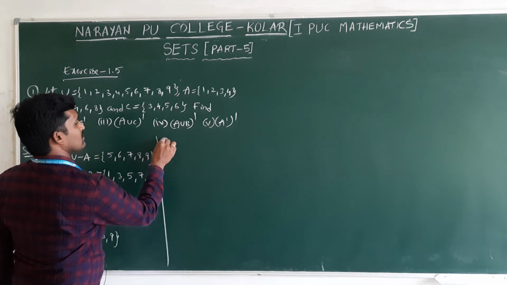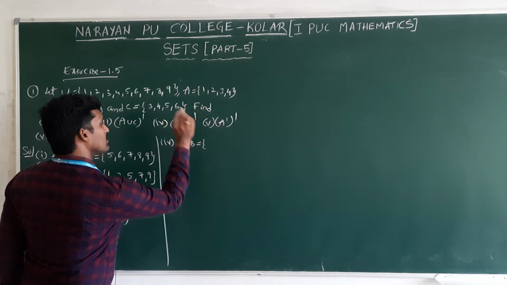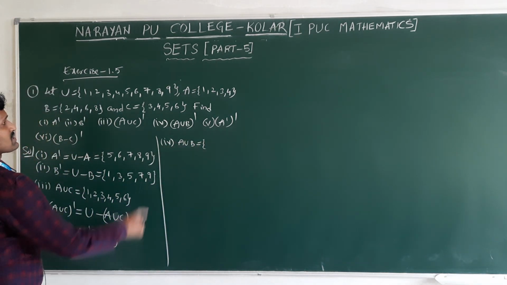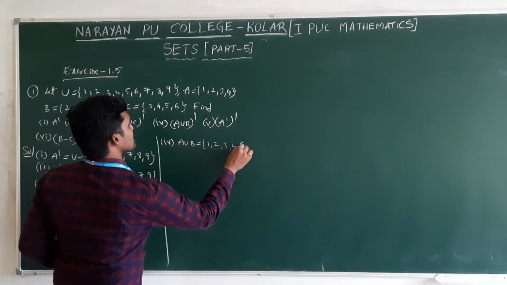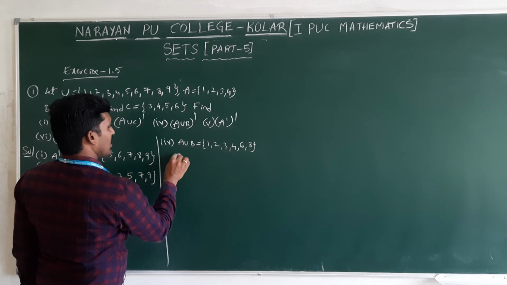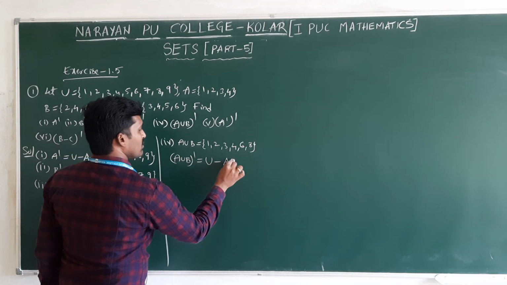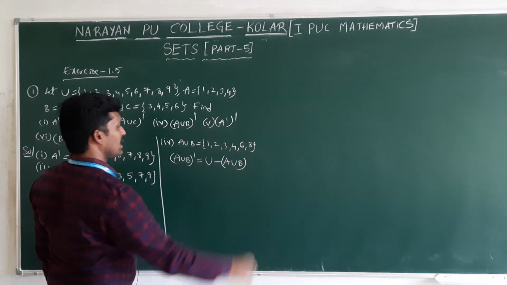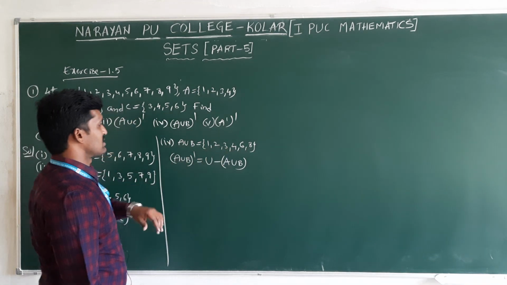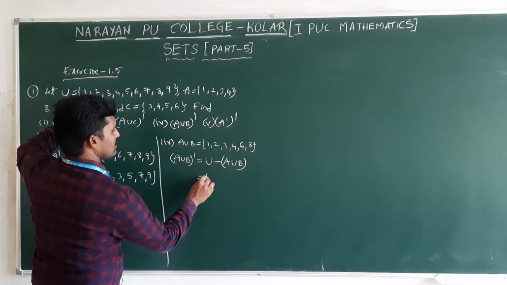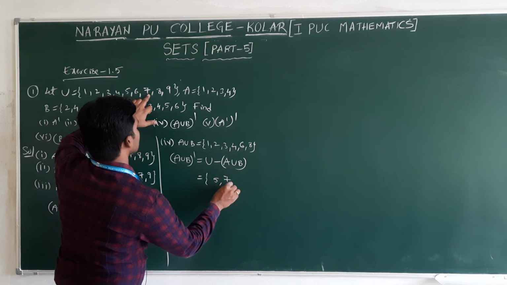Next, fourth one, A union B whole dash. First I will find out A union B. A union B means 1, 2, 3, 4, 6, 8. Now you want A union B whole dash. How to find? Universal set minus A union B. From universal set, remove these elements. Remaining elements take. 1, 2, 3, 4 not there. 5, 6 also eliminated. 7, 9.